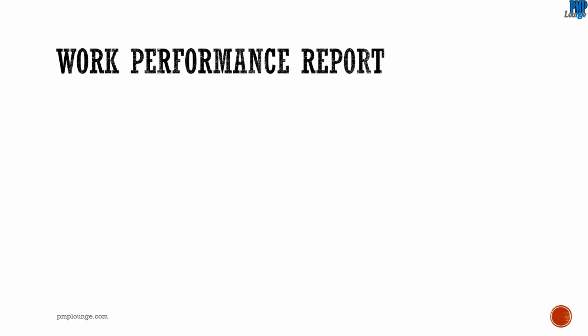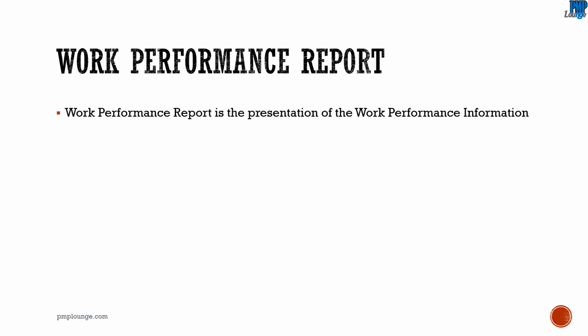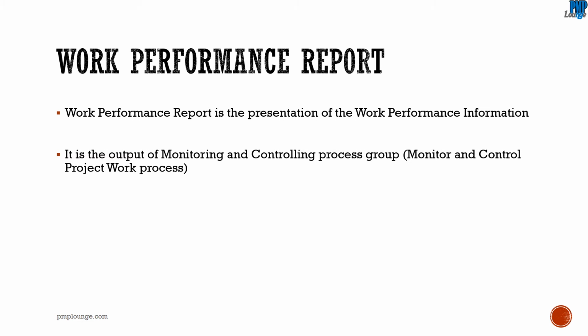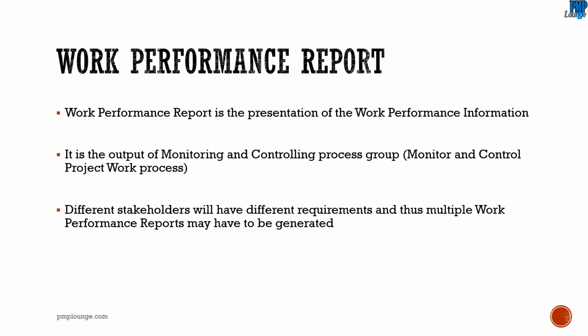Moving on, we come to the third term, which is the work performance report. Now, this is basically a presentation of the work performance information. So again, it is an output of the monitoring and controlling process group, more specifically the monitor and control project work process. There is a process by the name monitor and control project work. The work performance report is one of the outputs of that process.